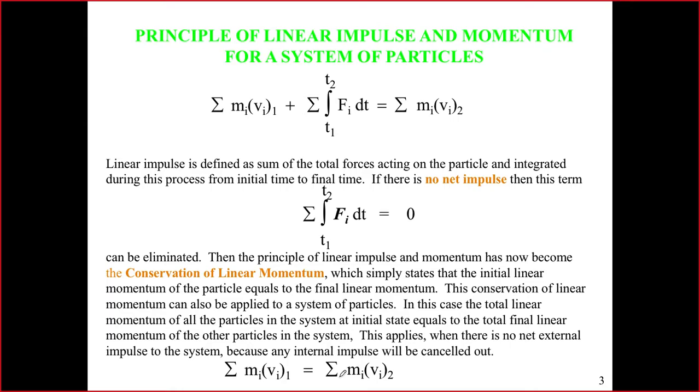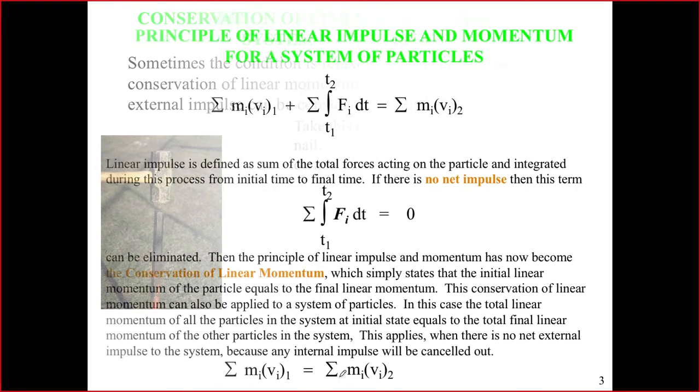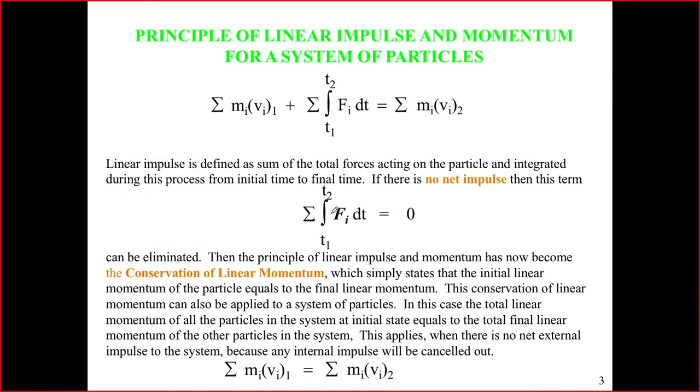Now that's the nice thing about it, that we can actually simplify our principle of linear impulse and momentum and apply it even for the case when that net impulse term, this term here, is not directly equal to 0, but approximately equal to 0. Now let's talk about when can that be the case?